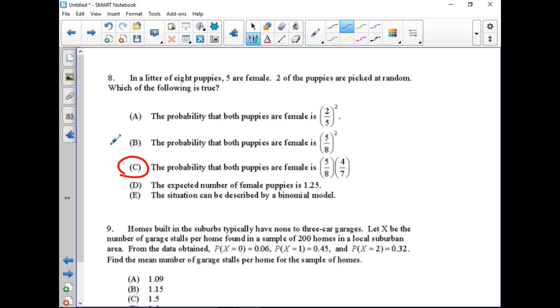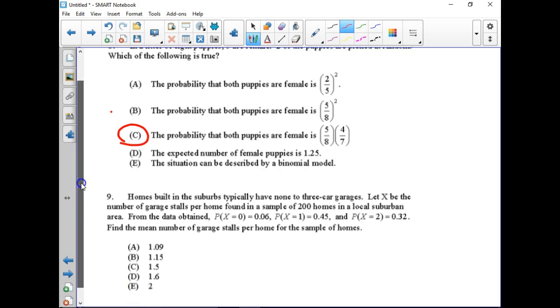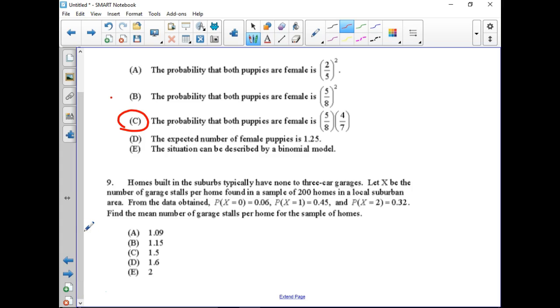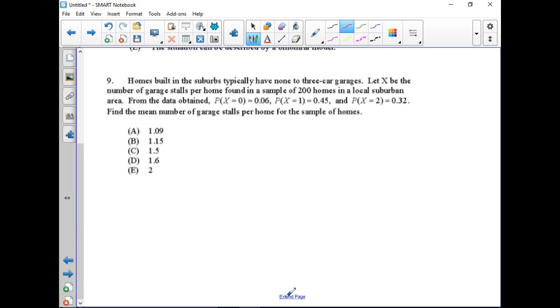All right, ladies and gentlemen. Homes built in the suburbs typically have none to 3 car garages. That's important in this question. In fact, I made a mistake because I didn't read that when I first did it. I went to the studio and my answer is not here.